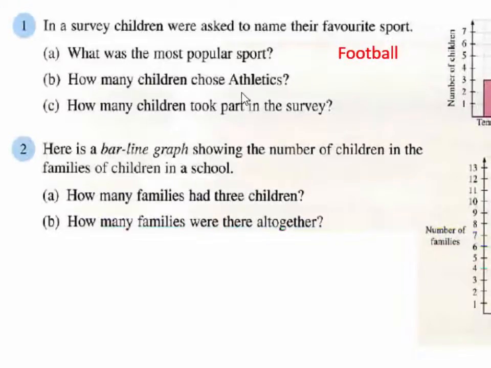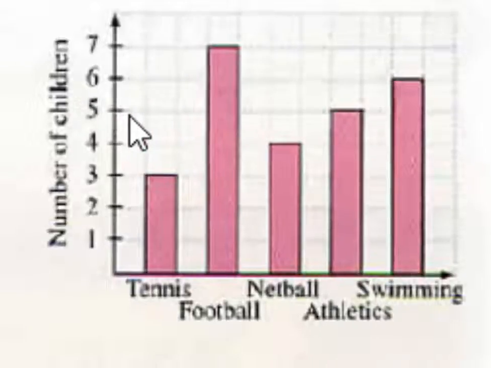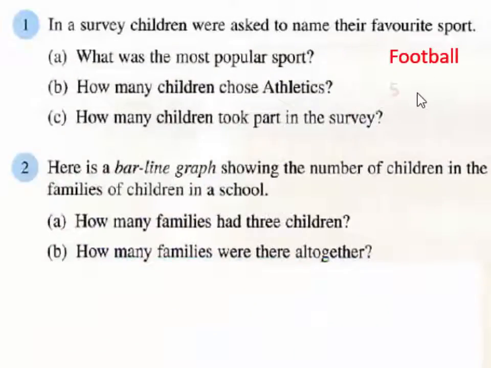Second question, how many children chose athletics? We'll go back over again and just have a look at athletics. Look at the bar chart, it goes up to a top of 5. Quite easy saying 5. So the answer is going to be 5.